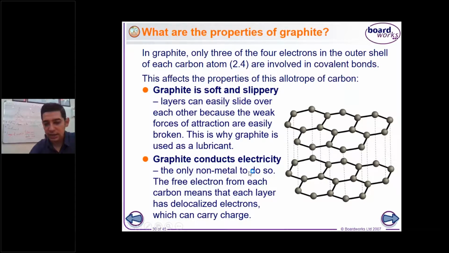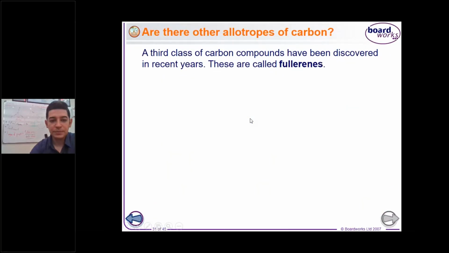Graphite conducts electricity, as we said before, only non-metals like this conduct electricity. Each carbon has one free, delocalized electron, so each layer has free electrons and graphite will conduct electricity very well. It is not an insulator, it is a good conductor of electricity. This is about the graphite.